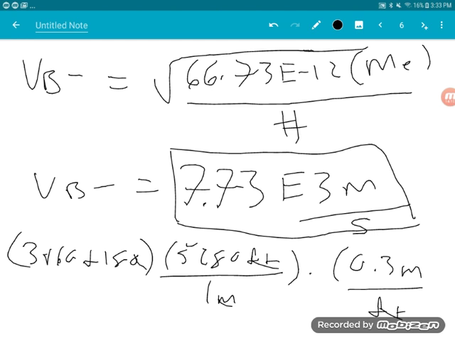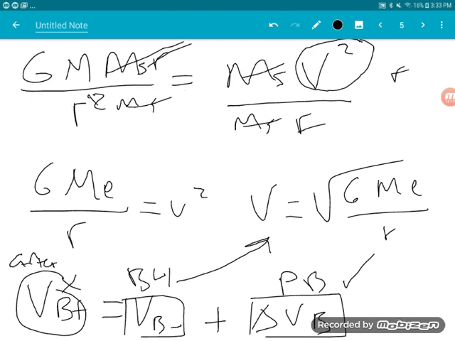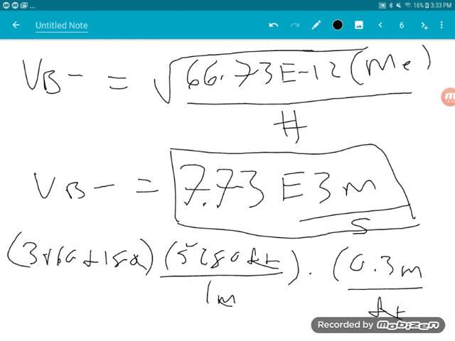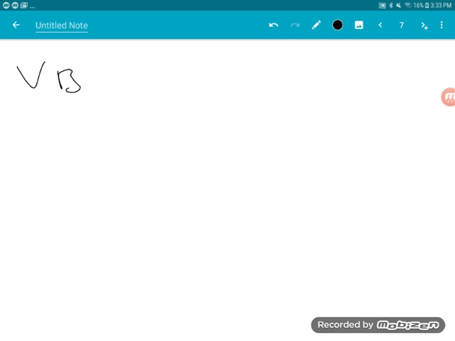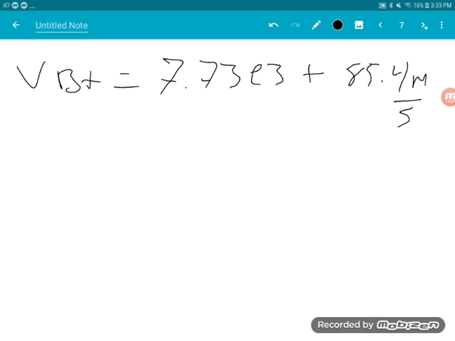So, now that we know VB minus, we can go ahead and find VB plus. So VB plus is equal to our 7.73 E3 plus 85.4 meters per second for the change of velocity at B, and that's our answer.